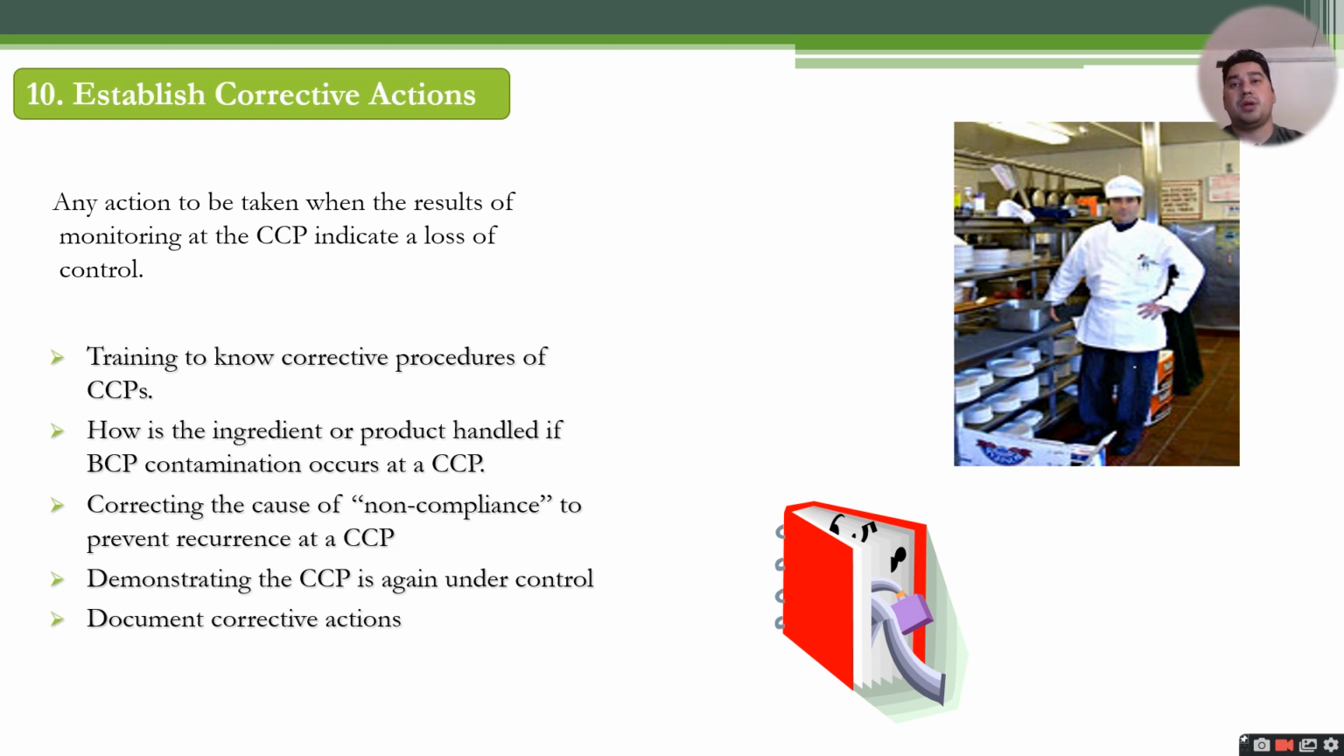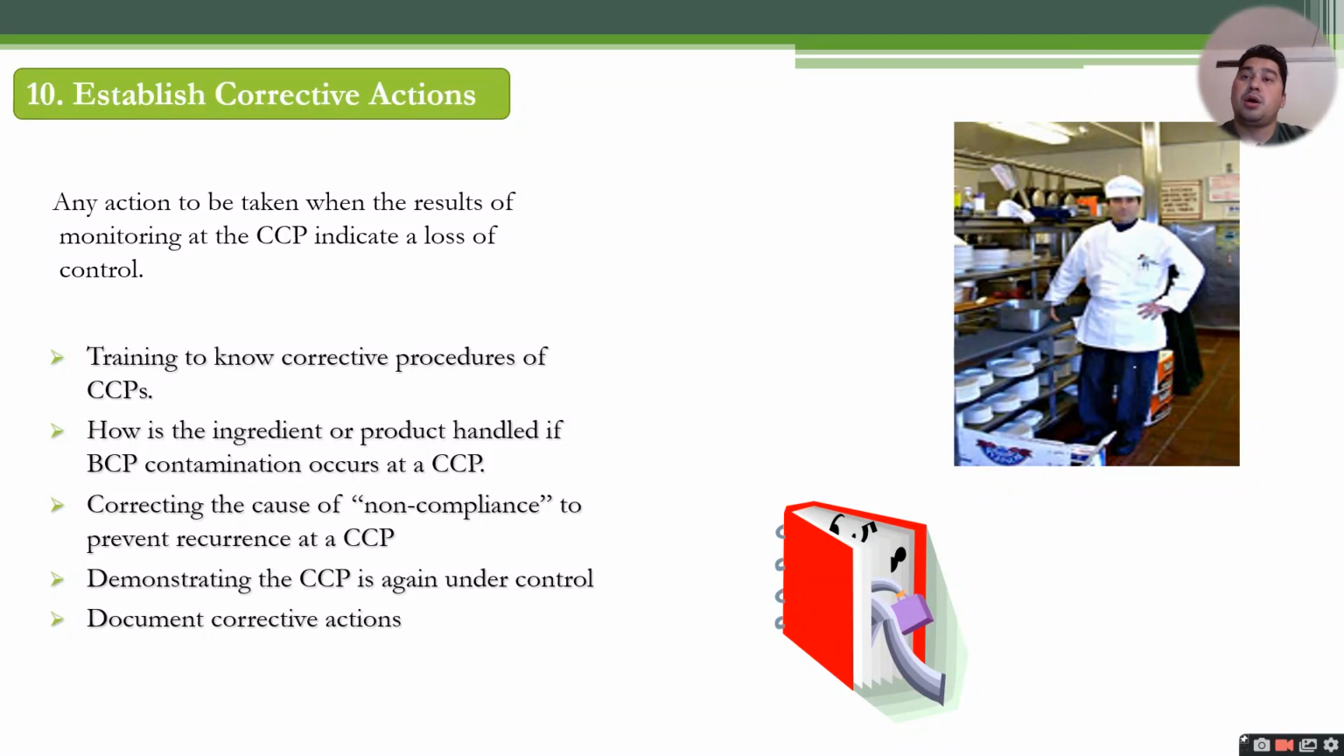So whenever any product or process is not meeting the control limits, the critical limits, then you have to make sure that the product reaches that limit. Or if it is not reaching that limit, what action will you take to make sure that the food product will not cause any harm to any consumer.